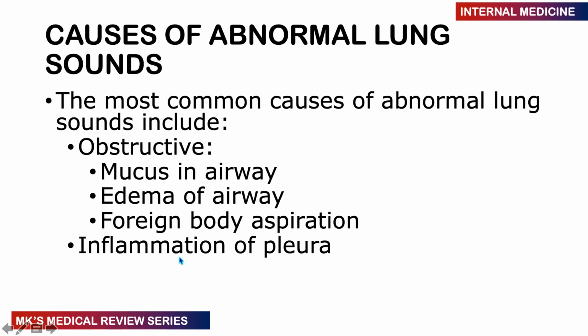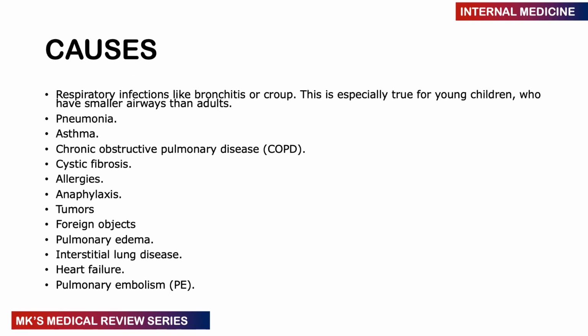So all the conditions that you can think of are inclusive of some of these things, including respiratory infections like bronchitis or croup, very common in children, because they have a smaller airway than adults. You can have pneumonias, asthma, chronic obstructive pulmonary disease, cystic fibrosis, allergies, anaphylaxis, tumors, foreign body objects. You may even have pulmonary edema, interstitial lung disease, heart failure, even pulmonary embolism. This is just a few causes that are going to give you abnormal lung sounds.